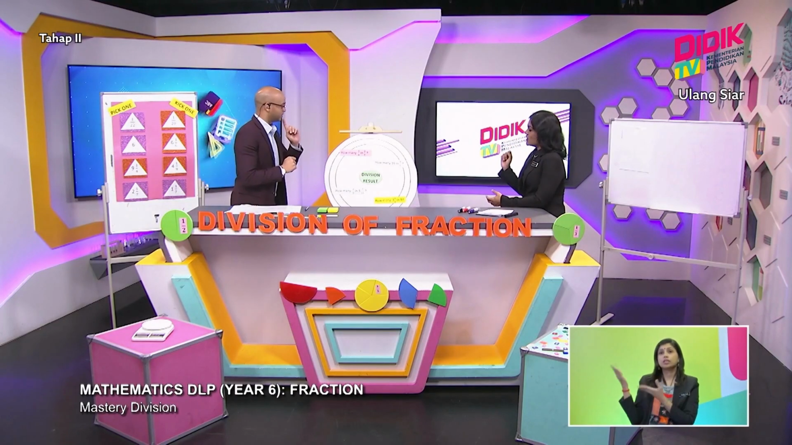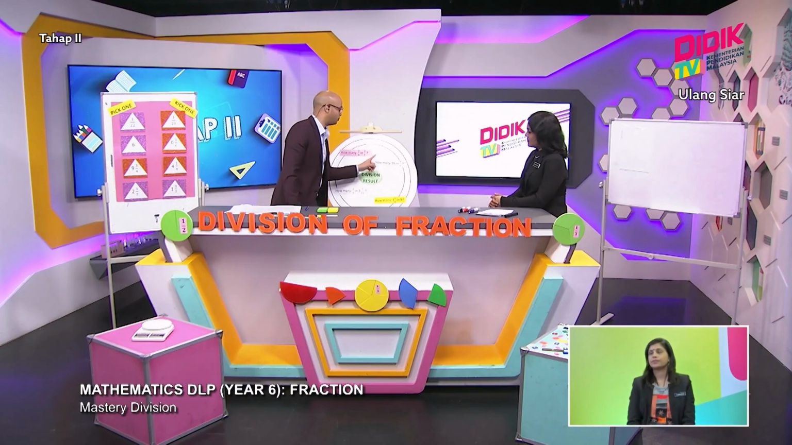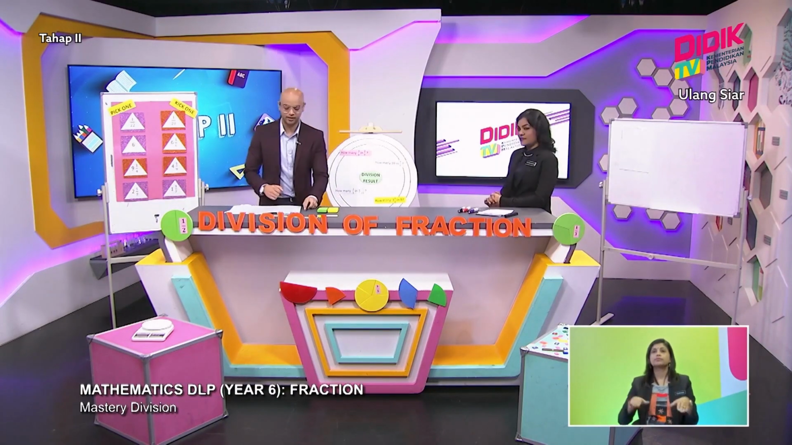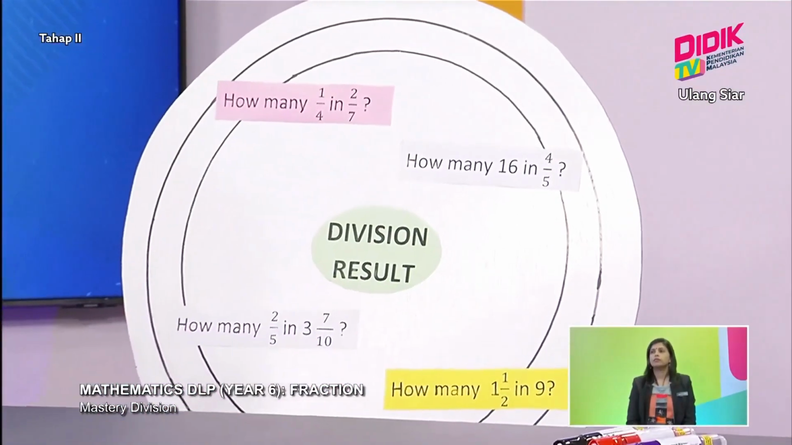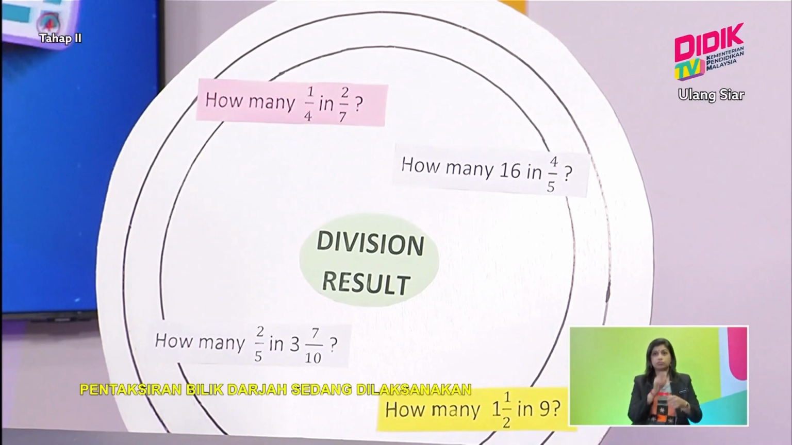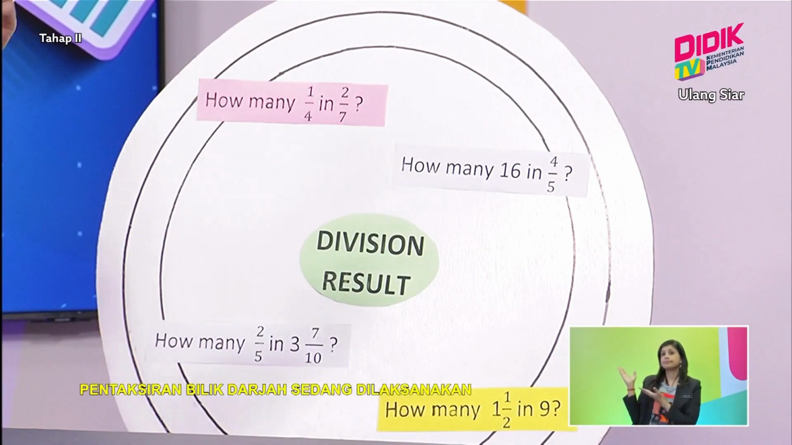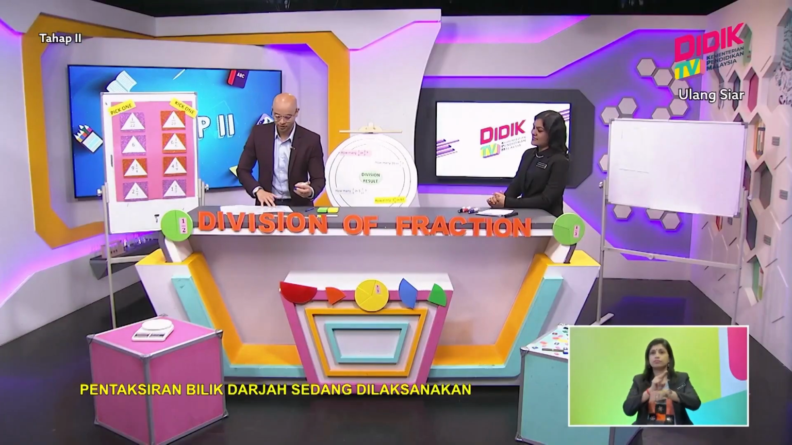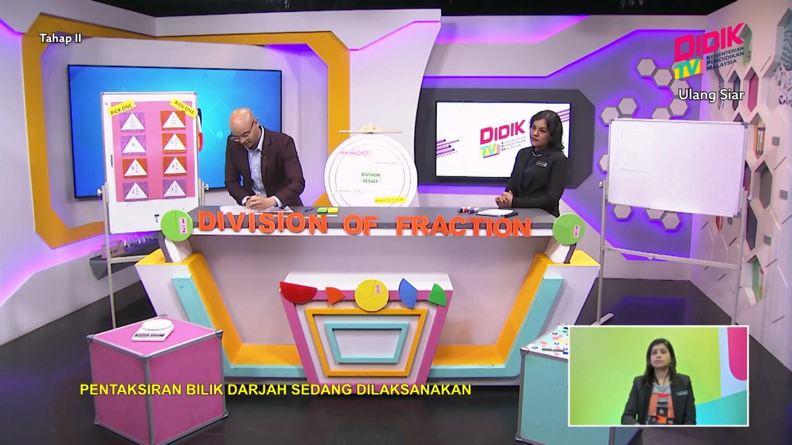Just choose one question and solve it, and then pick the correct answer. Maybe I'll start with this one. How many 1/6 in 4/5? In this case, because the question is like this, we actually have to put 4/5 divided by 1/6, because we are going to find how many 1/6 in 4/5. I'm going to use the KCF method straight away.